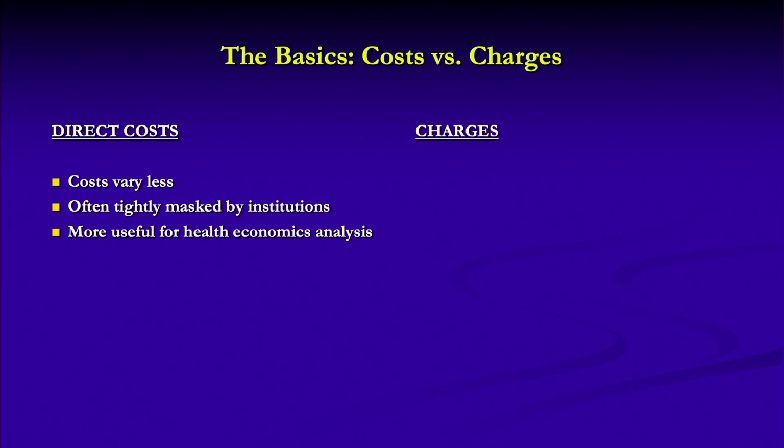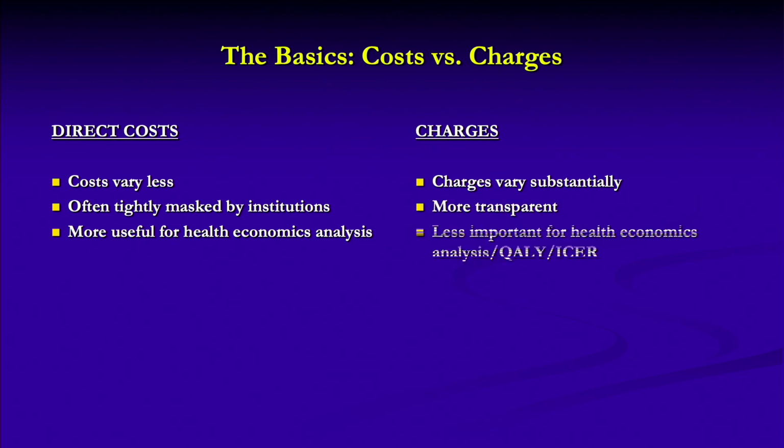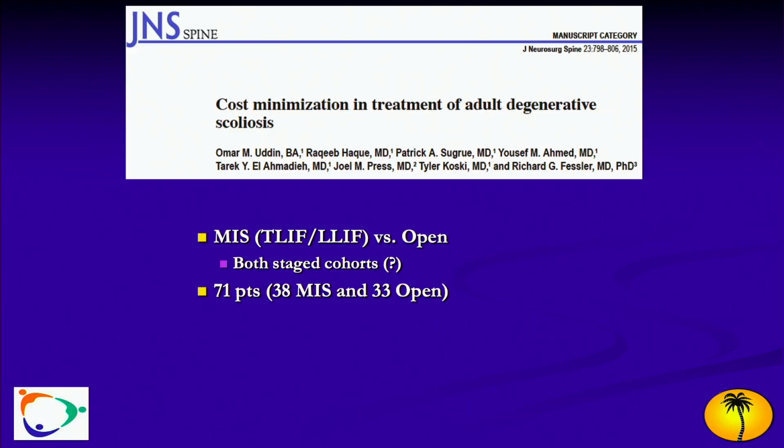Charges are what you can see a little more readily. They tend to vary a lot more substantially, but they're more transparent. They're a bit less important for health economics analysis, QALYs and ICER analyses, but they still can serve as a bit of a proxy for comparisons and costs when discussing different sorts of approaches. Cost minimization in adult deformity is obviously a big topic.